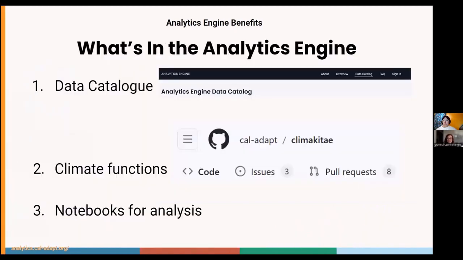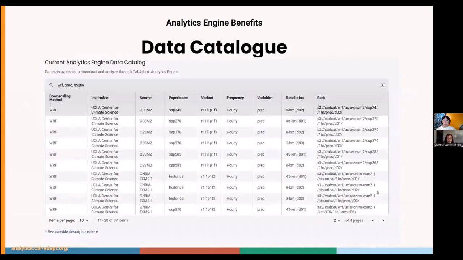And so in the analytics engine, to help people with that problem, we have, of course, our data catalog with all of these projections data. We have functions for doing some climate analysis. And then we have some notebooks which embed that analysis with guidance so you can understand what you're looking at and how to make informed decisions. Next slide. This is an example of what our data catalog looks like. It has lots of information about the emission scenario, the different variables that we have available, and the spatial resolution. Next slide, please.